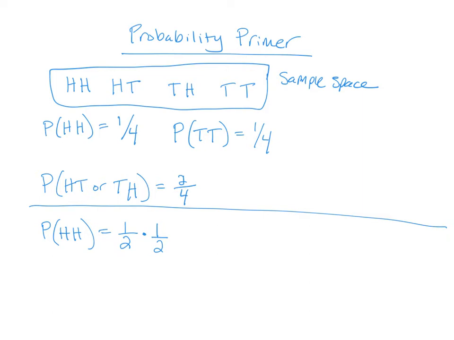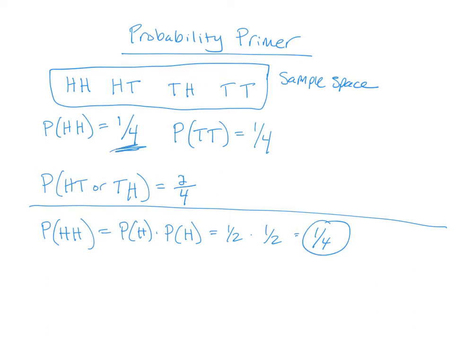So the probability of heads, heads is the probability of heads times the probability of heads again. 1/2 times 1/2 is 1/4. So it's the same answer we got when we just looked at the sample space. If I want the probability of heads, tails, the probability of heads is 1/2, the probability of tails is 1/2, you multiply them and you get 1/4. The probability of tails, heads, same thing. 1/2 times 1/2, you get 1/4.